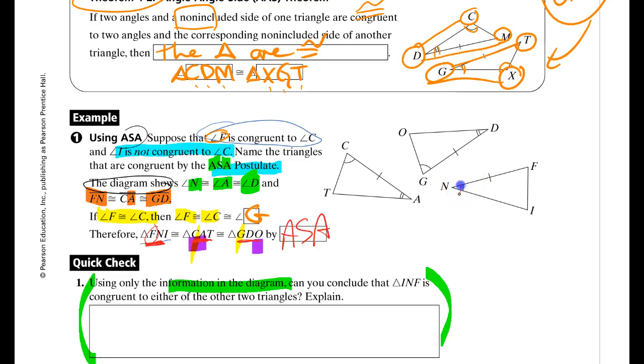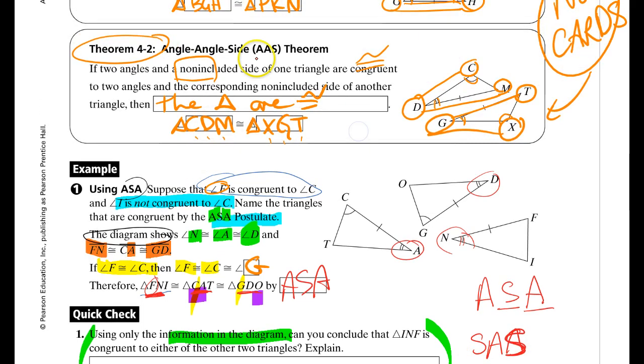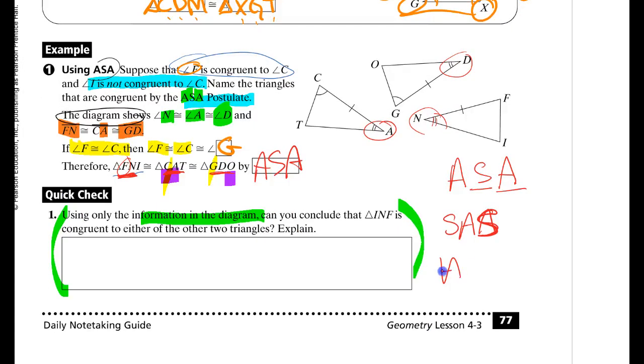I see this double arc mark here. That matches up with this arc mark and with that one. Okay, so I've got an angle. But right now I have to have an angle, a side, and an angle. Or if I knew that this was an angle, the other thing that we learned from 4-2 was SAS. And up here we had AAS, angle, angle, side.